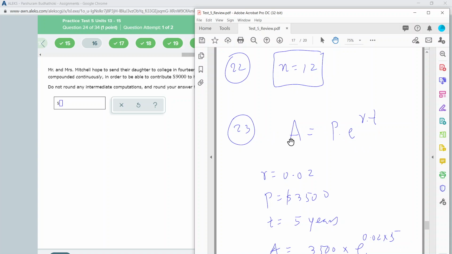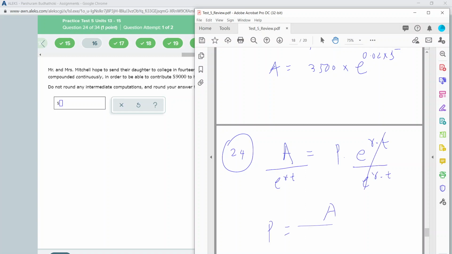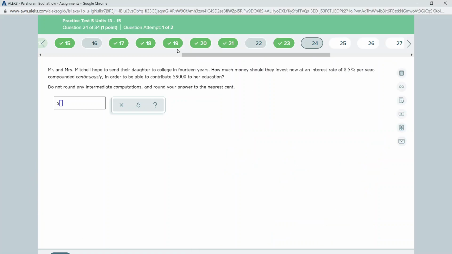After plugging in all these values, divide both sides by this expression. Because you have been given A, you haven't been given P. To find P, divide both sides by e to the power r times t, and that will be P. So P is the amount you want to have, the rate is given, time is given. In this case, the interest rate is 8.5% and they want to have 9,000 bucks after how many years?